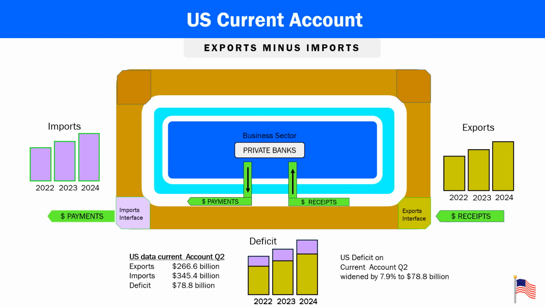Similarly, the export receipts travel from right to left and are shown entering the bank through the green arrows. A khaki bar chart displays the muted growth over the last 3 years. Both bar charts are merged at the bottom to show the growth in the current account deficit, which currently stands at $78.8 billion.